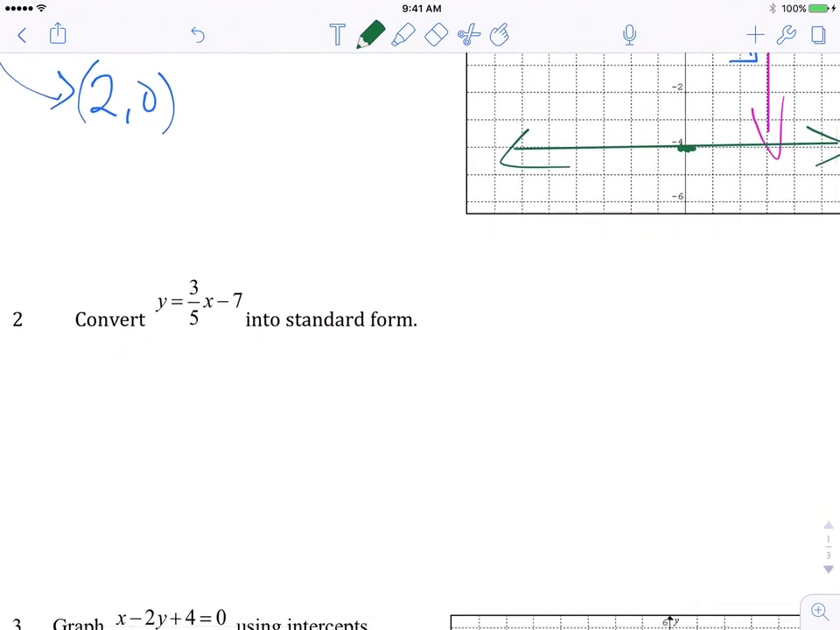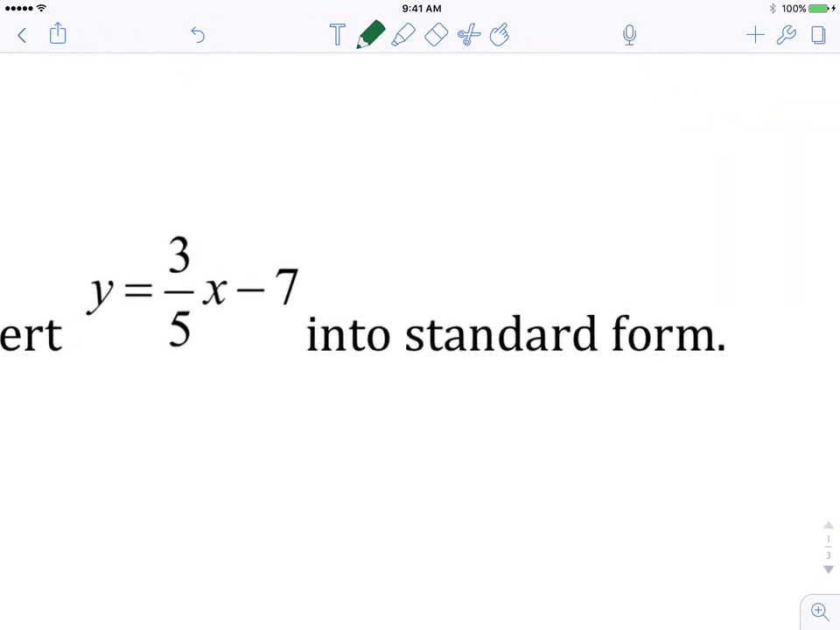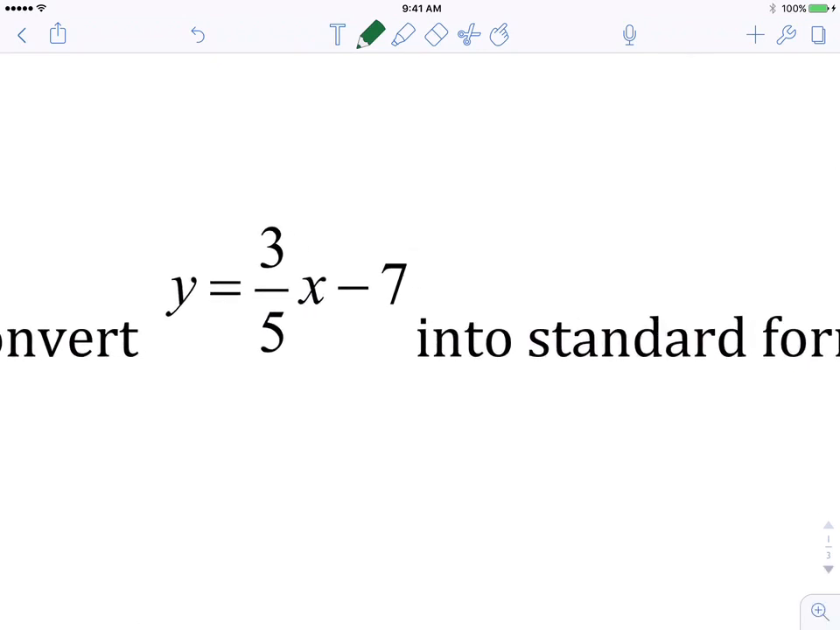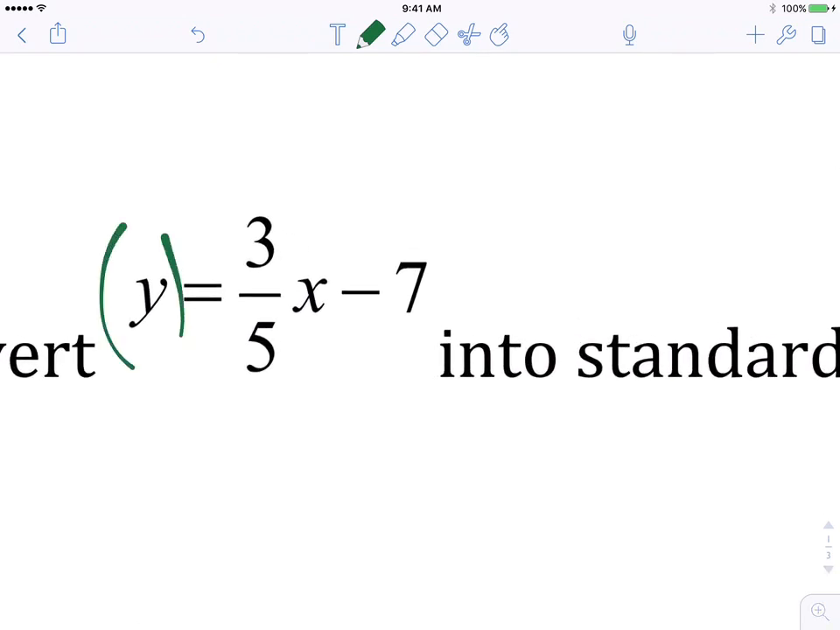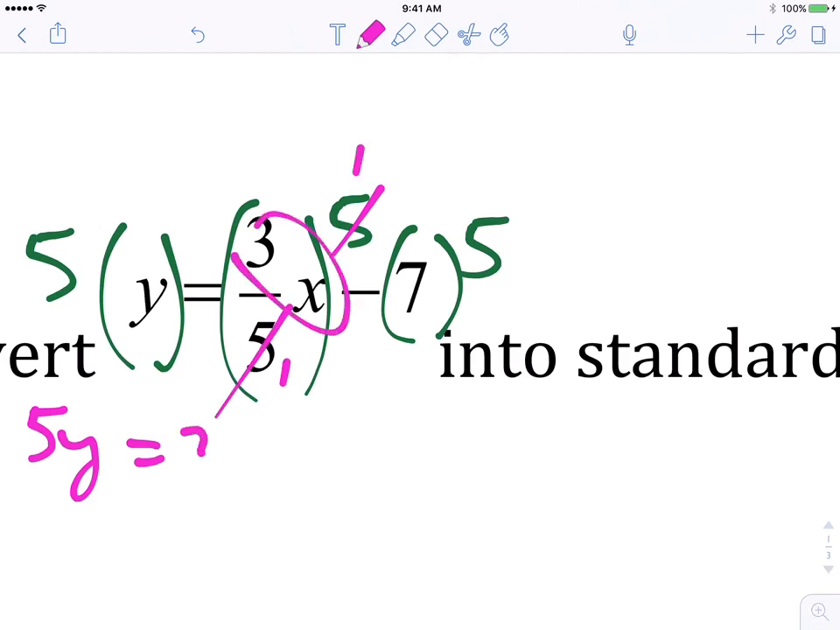Okay, let's look at converting equations from slope-intercept form into standard form. Here we want to get rid of the denominator. The denominator is 5, so the common denominator is also 5, and we're going to multiply everything by 5. When we multiply each term by 5, we get 5y equals, and this 5 and this 5 cancel each other out, and we end up with 3x, and then minus 7 times 5, which is minus 35.